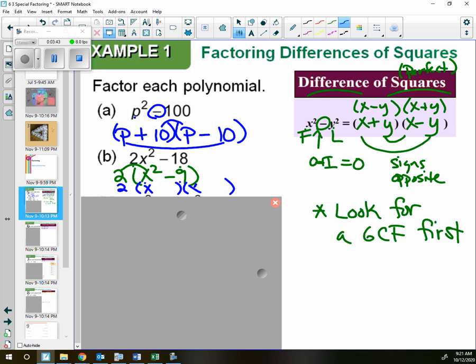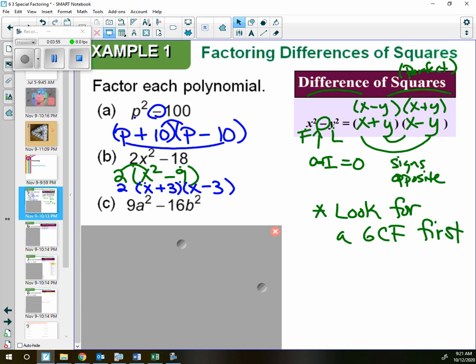So it would be x times x, and then how do I multiply to get a negative 9? Well, I need a plus 3 and a minus 3. So my final factored form would have the 2 out front and then those two binomials. And remember, if you multiply it all back together, you should get back to that original expression. All right, let's try another one.